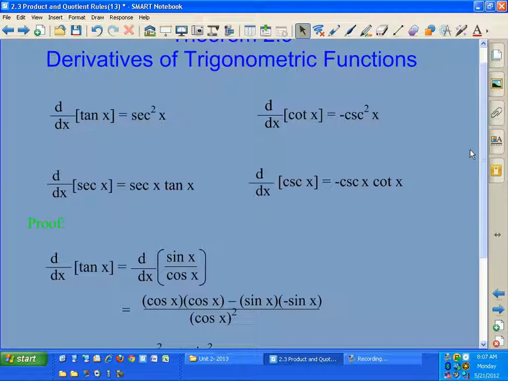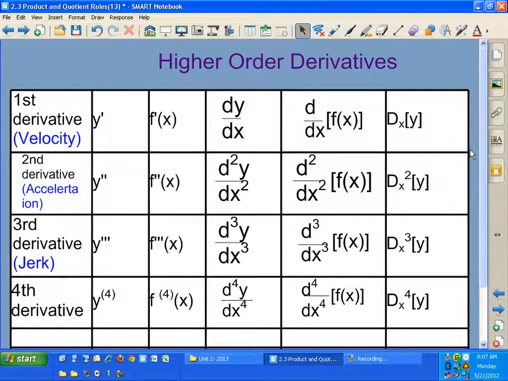And then finally, we have higher derivatives. The first derivative is what we call the velocity function. The second derivative is acceleration. Sorry, it wrapped around the corner there. The third derivative is the jerk. Then the fourth derivative, and so on. There are more derivatives after that.